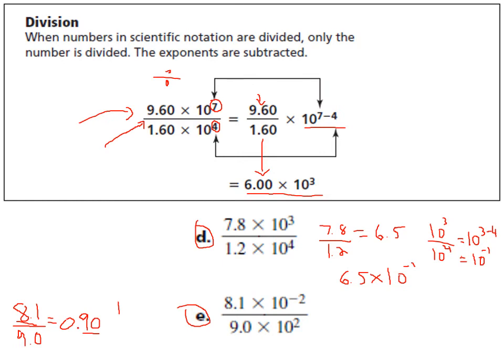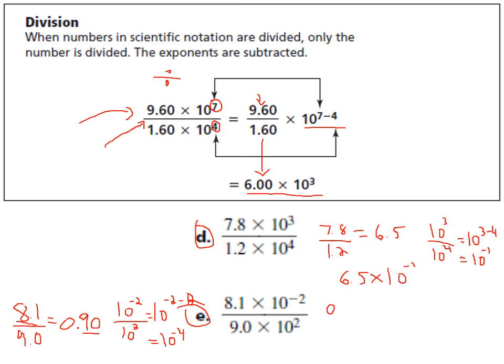So 10 to the power of negative 2 over 10 to the power of 2, which is going to be equal to 10 to the power of negative 2 minus 2. Oops, minus 2. So negative 2 minus 2 is 10 to the power of negative 4. And now we can put our answers together.